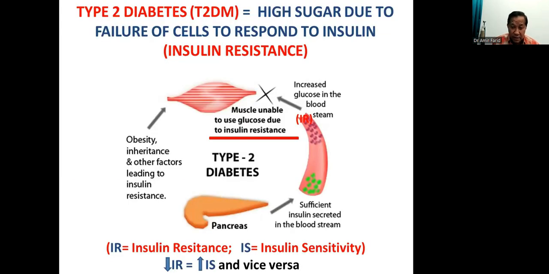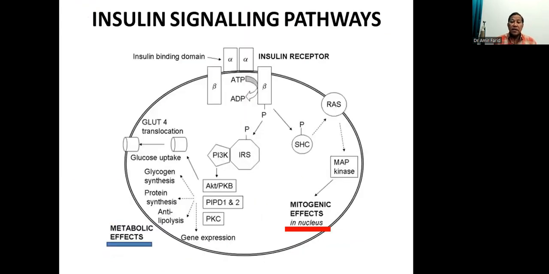Okay. So now we look into the other functions of insulin. So you can see at the receptor level, the insulin binds in, and that triggers signals to two major pathways. One is the metabolic effects, right? That increases glucose uptake, increases glycogen synthesis, and then protein synthesis, and then prevents the breakdown of fat, and also increases the storage of fat.